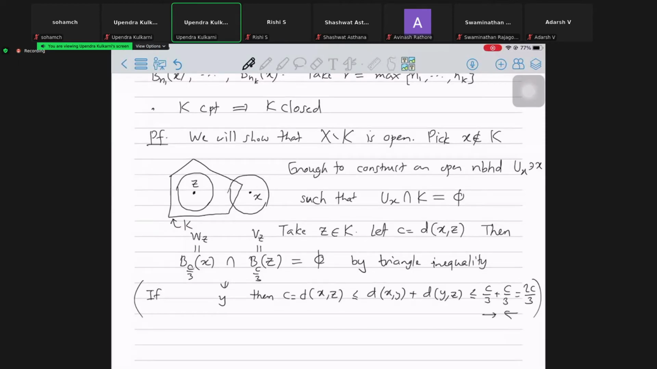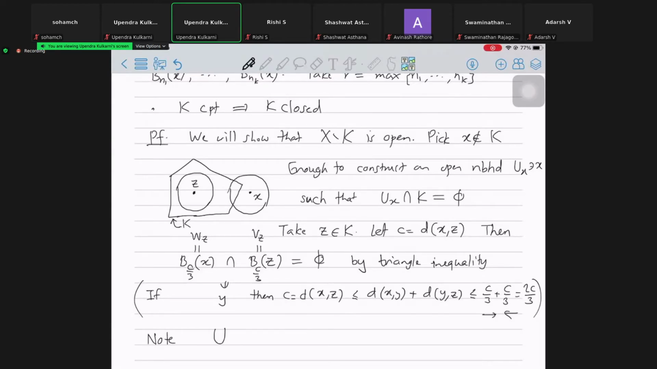Because remember, X was fixed even before choosing W, right? So this is the set. All right. So now what's going to happen? We have our beautiful open cover.